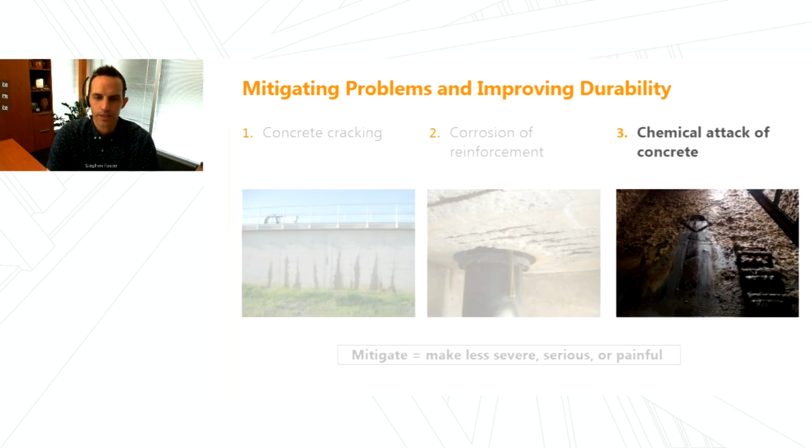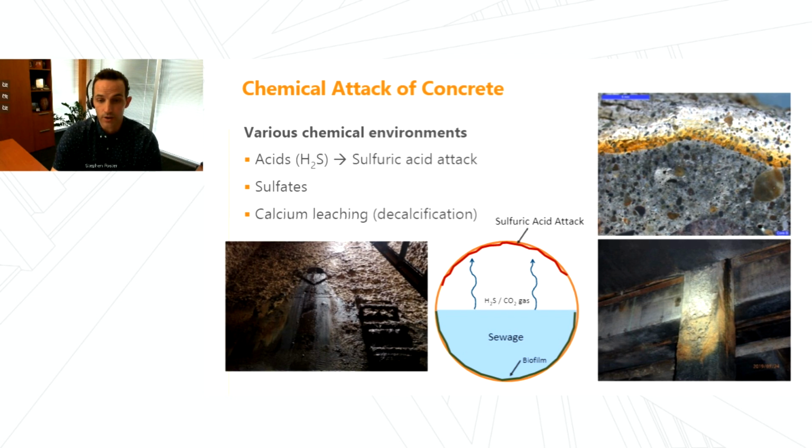Okay, lastly, we want to discuss chemical attack. And so this chemical attack now is not just causing corrosion of the reinforcing steel. It will, but it will also actually deteriorate the concrete material itself. The surface of the concrete will be eaten away. And this can happen in a variety of chemical environments.